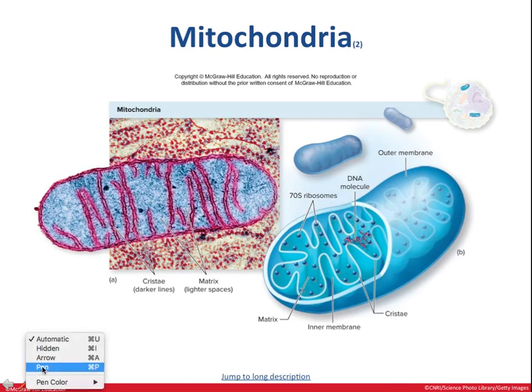This diagram shows the structure of mitochondria. This is the cristae, so they give a huge surface for cellular respiration. This is the outer membrane, and this is the inner membrane.